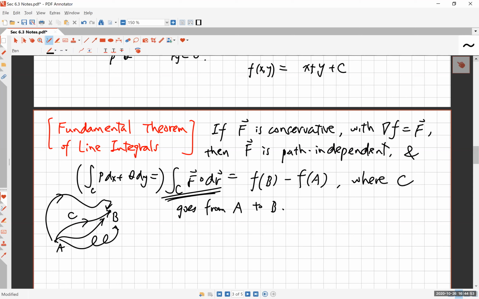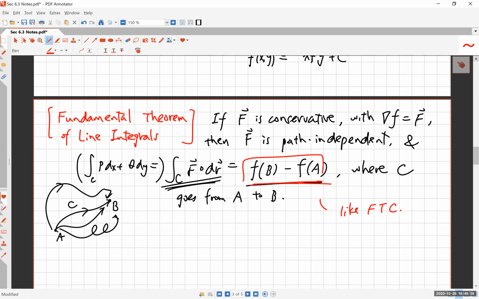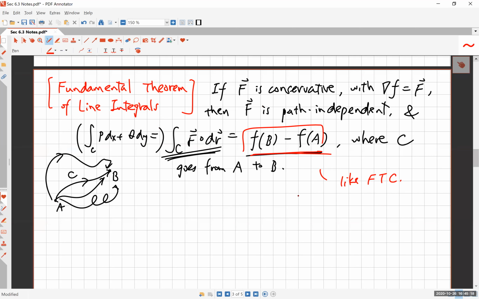And the value of the function is the potential function evaluated at the endpoint minus the potential function evaluated at the initial point. This is very much like the fundamental theorem of calculus, right? And that's why it's called the fundamental theorem of line integrals. Okay, I am going to give you an example or two, and then I think you can easily understand this one. This one is really not all that difficult.